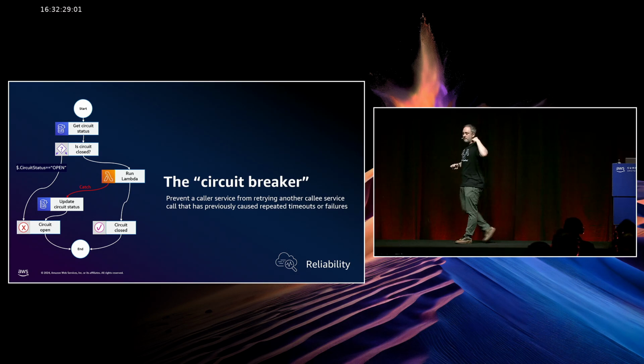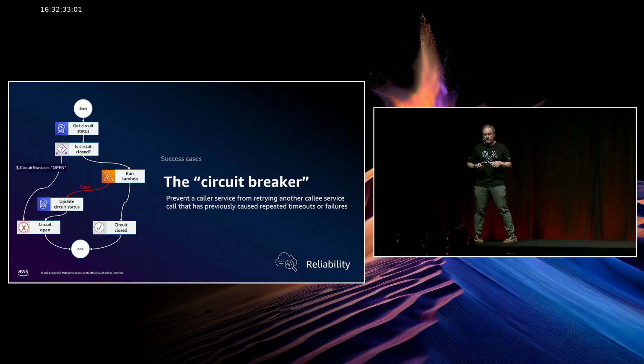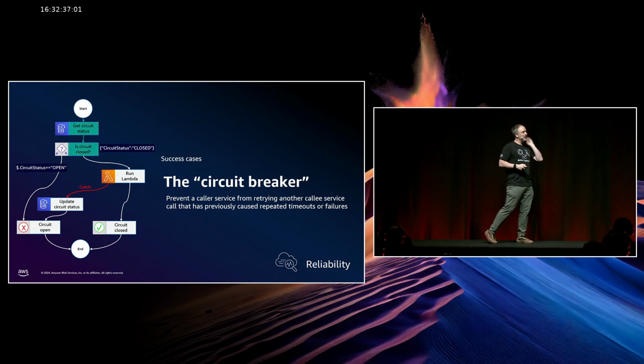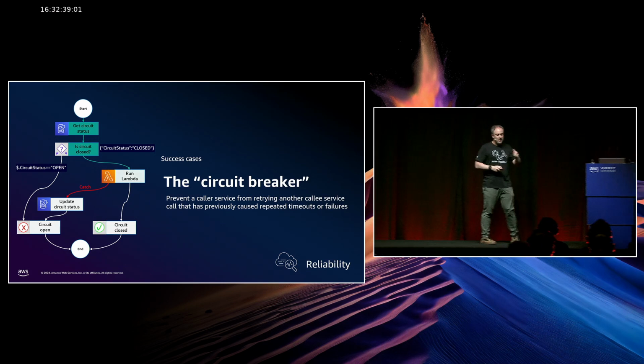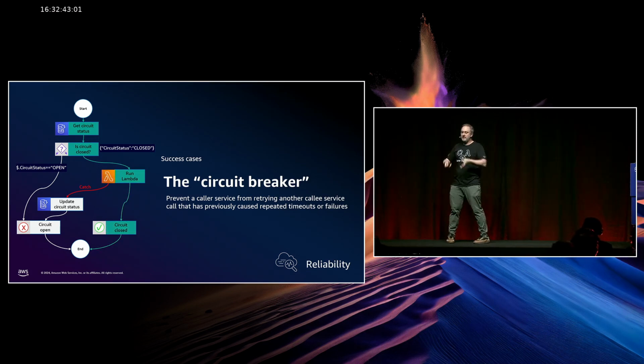What you have to do is maintain the overall state of your application somewhere, for example, DynamoDB, and for each execution, you query that state. Is my circuit open or closed? If it's closed, that's good. I'll go ahead and I'll run whatever needs to be run. In this little example, it's a Lambda function, and I exit.